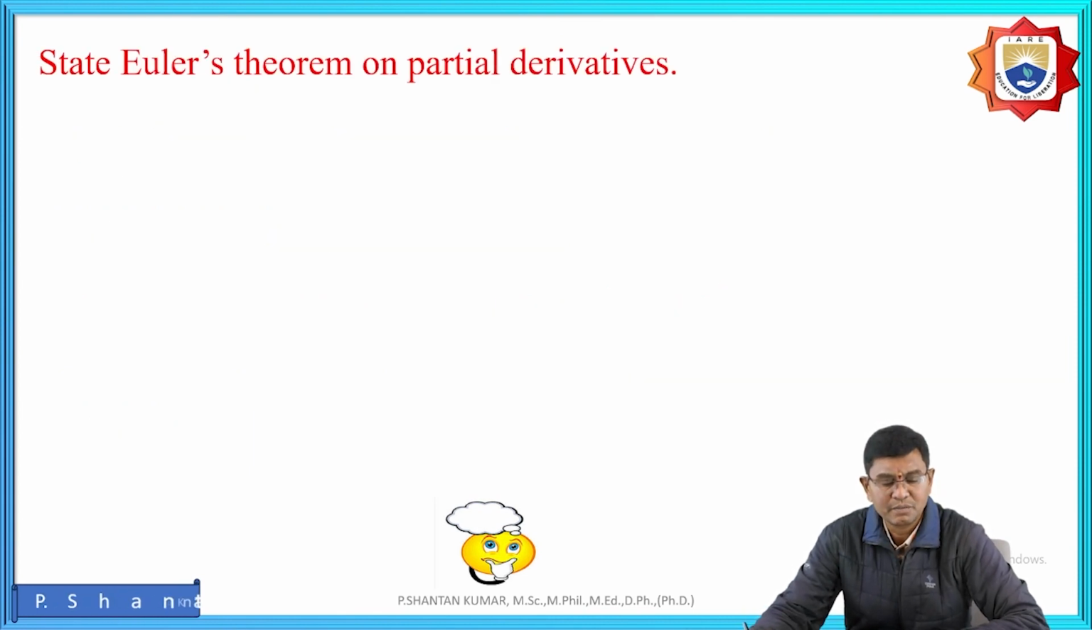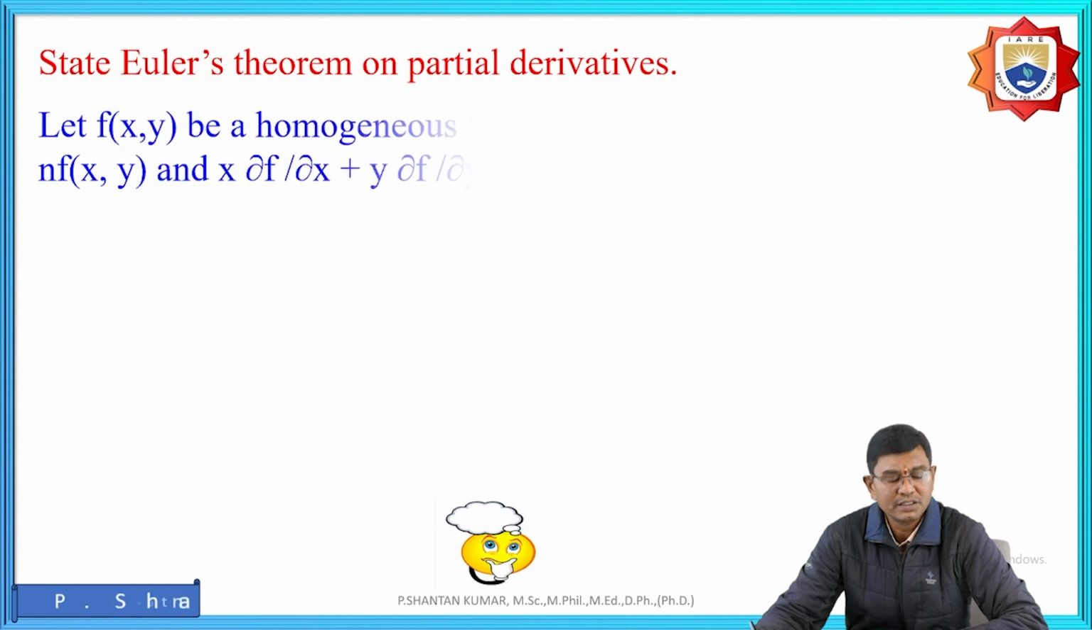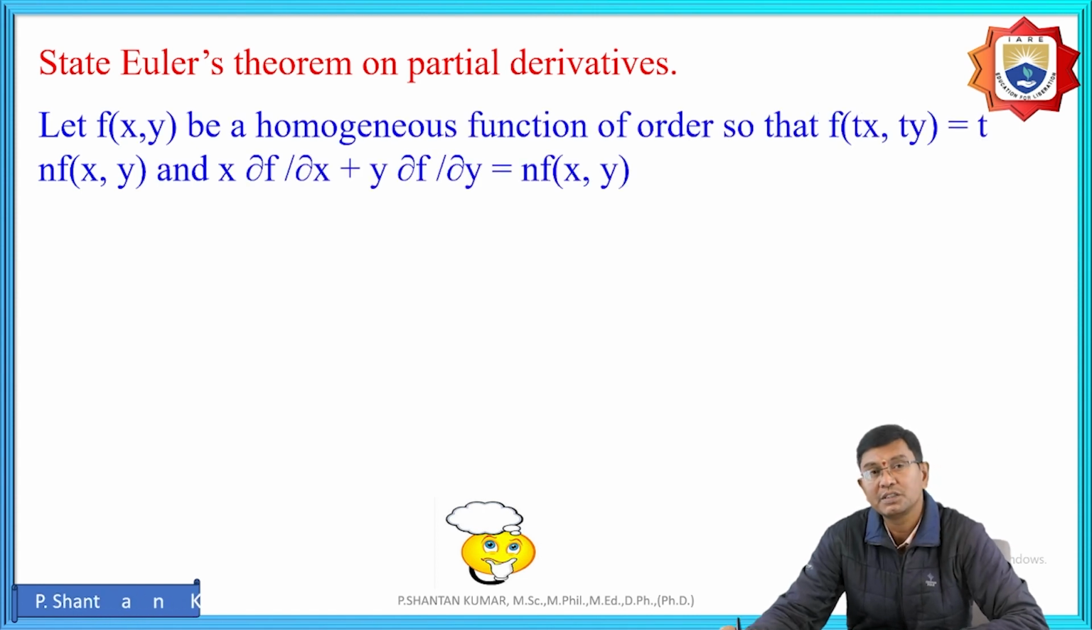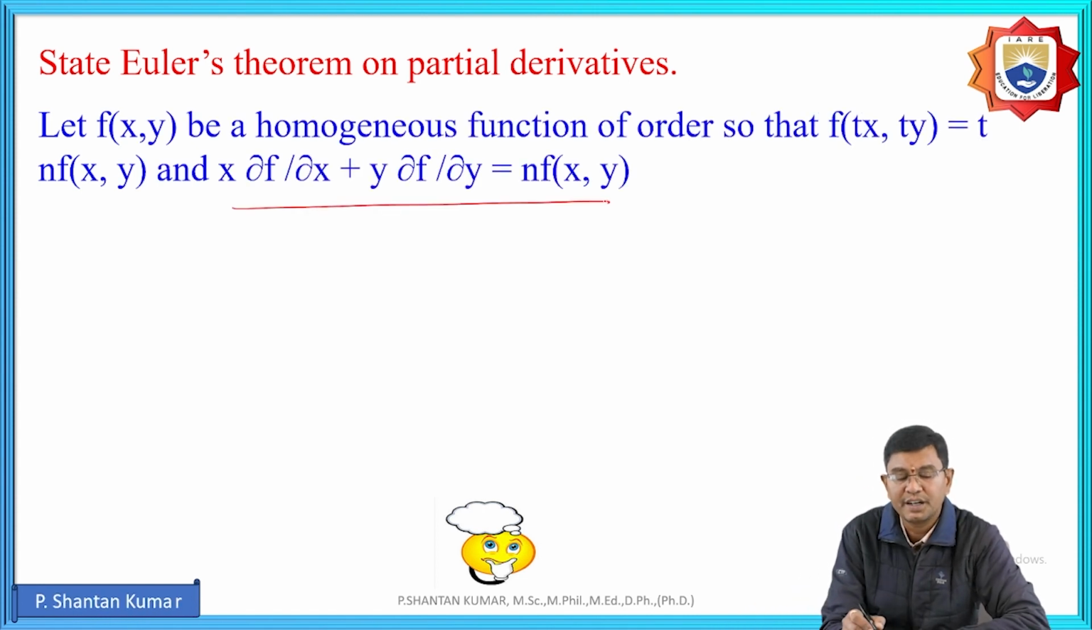State Euler's theorem on partial derivatives. Actually, this is not related, but we need to keep the Euler's theorem in mind. Euler's theorem is x into dou by dou x plus y into dou by dou y of u is equal to n into u. The function is a homogeneous function. That means the degree is, like, 0 degree.